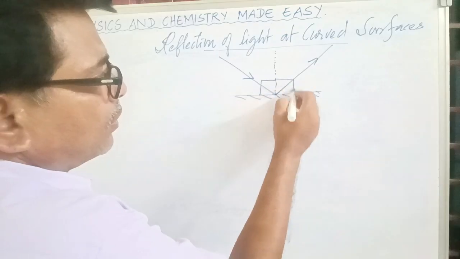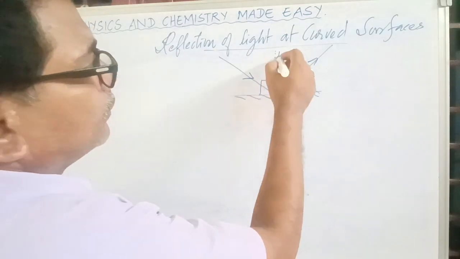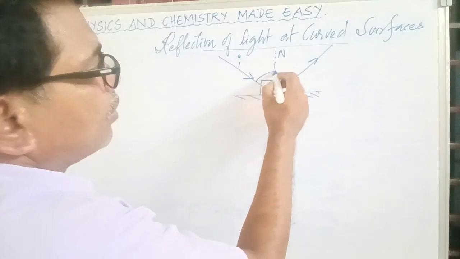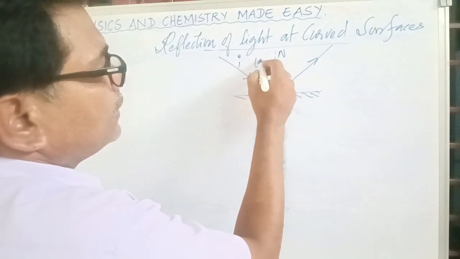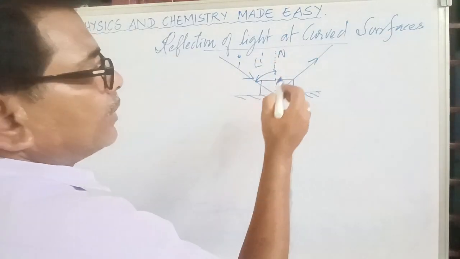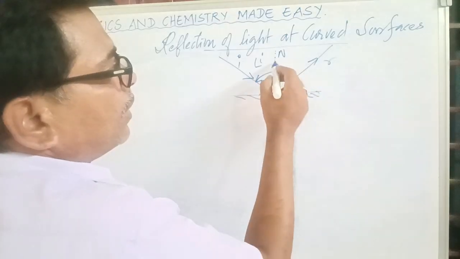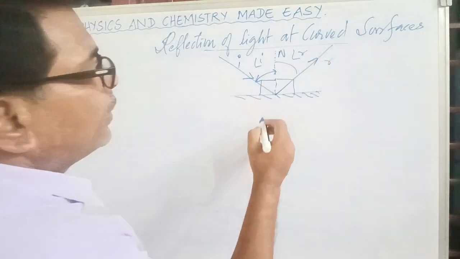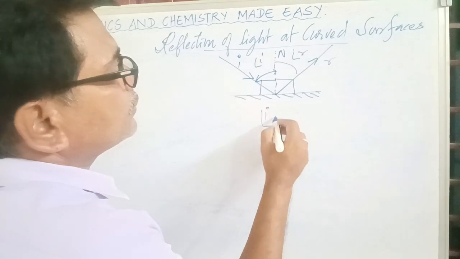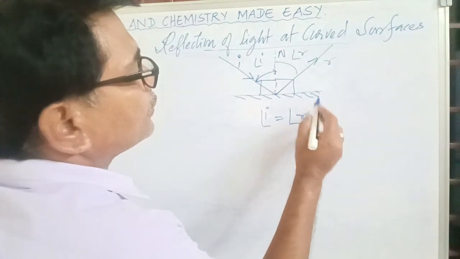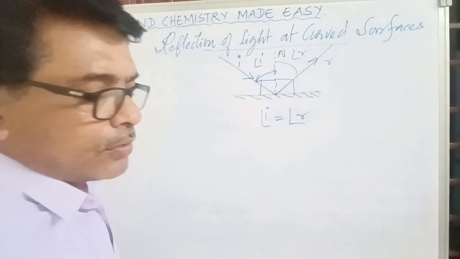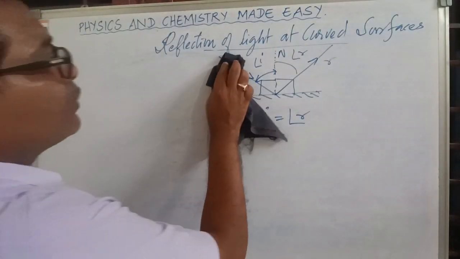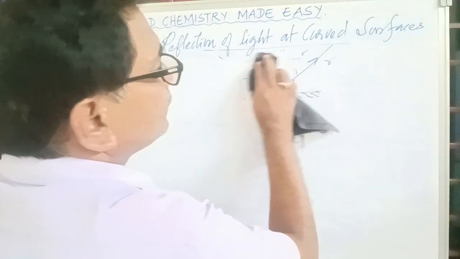So if you draw a normal, then what happens? The angle between the incident ray and this normal we call the angle of incidence. And the angle between the reflected ray and the normal we call the angle of reflection. And very clearly we know that the angle of incidence is equal to the angle of reflection. So these things we have seen in the case of reflection of light at plane surface.